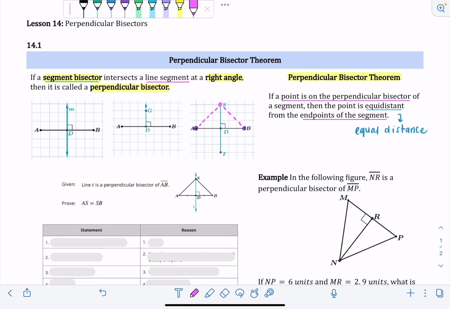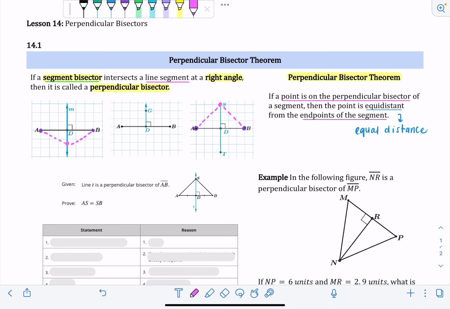Another quick example, I'm going to use the first graph. So with our endpoints A and B, if I pick any point on line M, let's say I pick a point right here, that point should be equidistant from point A and point B, both endpoints of the segment that got bisected.